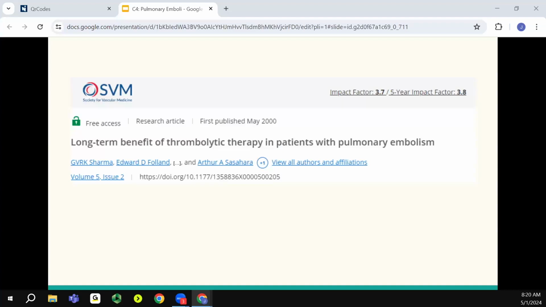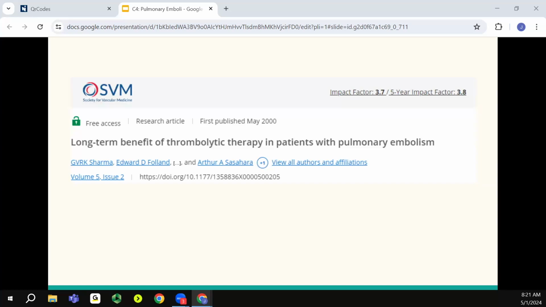So the first, not a landmark study that we talk about a lot, but the study that sort of informs the background of this, is a 2000 study published by the Society of Vascular Medicine. It was a randomized, non-controlled, non-blinded study. It took 23 patients who had a submassive PE and randomized them either to heparin and thrombolytics, or heparin alone. And it followed them up over the next 7 years.